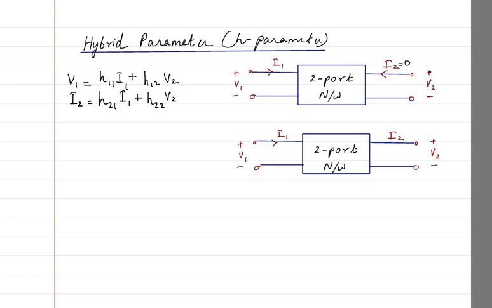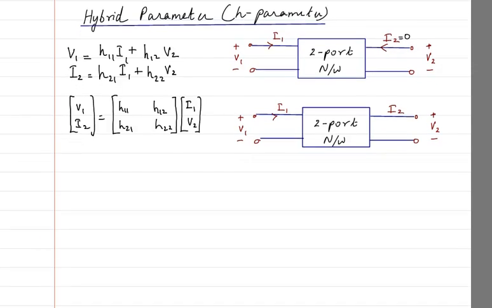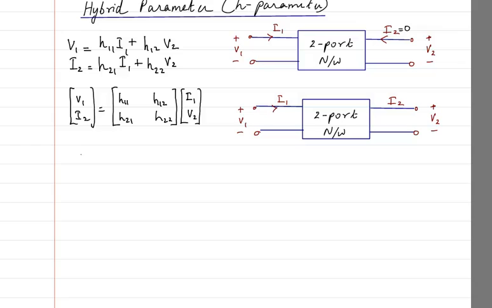So now we know that for the matrix form, we can write this equation as V1, I2 is equal to H11, H12, H21, H22, and this is going to be I1, V2. Clear?